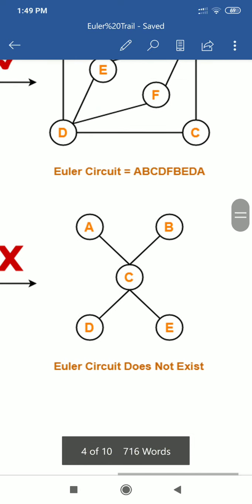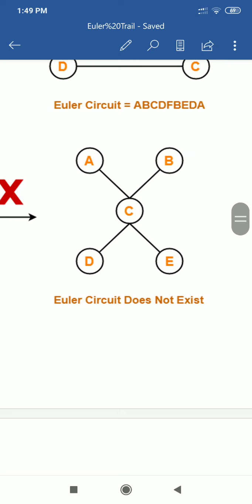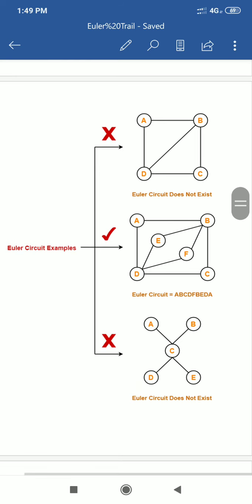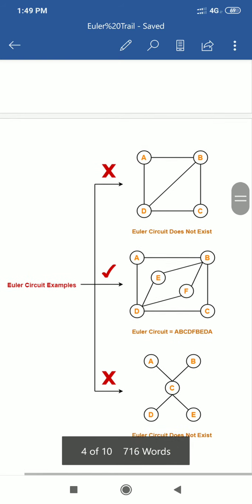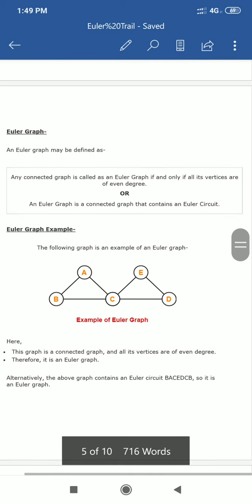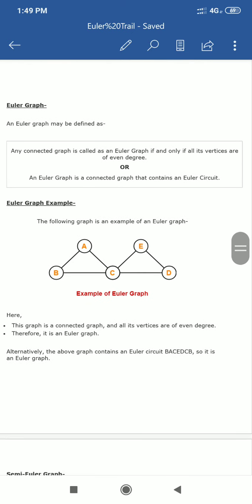Now look at the third picture. There is no cycle at all, so you will not find a cycle and then an Euler circuit. I hope it is clear what an Euler circuit is. Now we are going to the definition of Euler graphs. Euler graphs are those graphs where an Euler circuit is present.